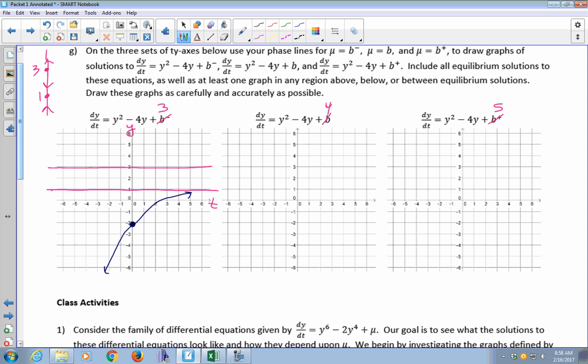And if I pick an initial condition between my 2 equilibrium points, my phase line says that this graph is always decreasing because of the down arrow. So it probably looks something like this. I'm just choosing random points in between and on either side of the equilibrium solutions. And then if I pick an initial condition larger than 3, this arrow is pointing up, so this is always increasing from left to right.